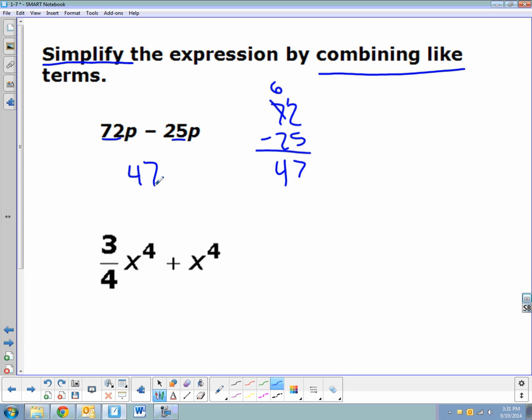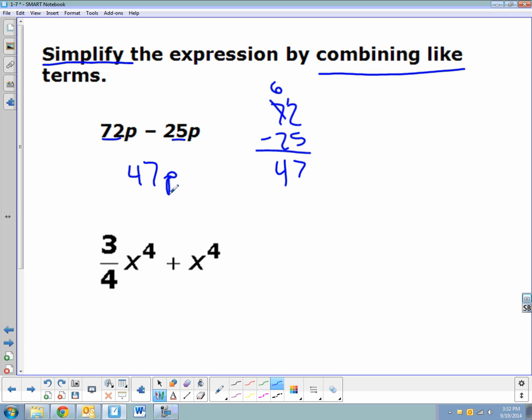47, and the p. The p doesn't go anywhere. Where's the p? That sounds really kind of funny almost, but the p hasn't gone anywhere. We still have these p's. 72 minus 25, we've got 72 p's minus 25 p's. We have 47 p's left over.